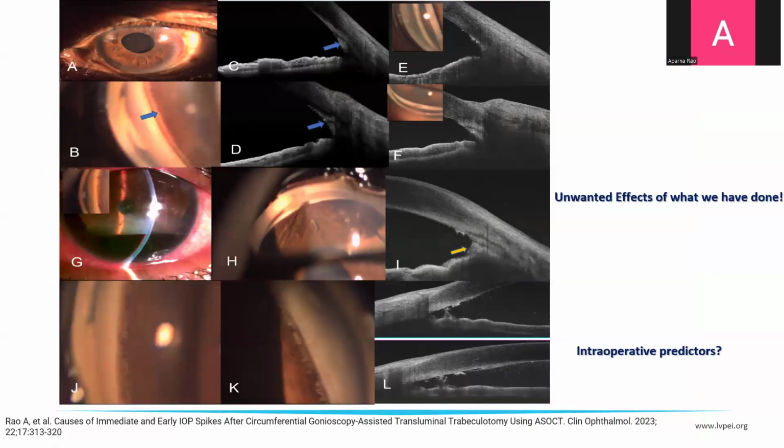ASOCT and gonioscopy also help us identify adverse effects of the procedure, such as hyphema, peripheral anterior synechia, and scarring responses that can be seen at the angle, as is reflected in these images. Therefore, it becomes imperative to look for intraoperative predictors for success to achieve better outcomes in the postoperative period, rather than relying on postoperative ASOCT and gonioscopy. Use of intraoperative predictors may help us achieve better surgical outcomes for almost all our MIGS surgeries.